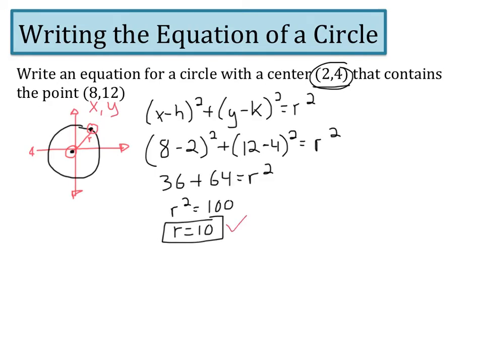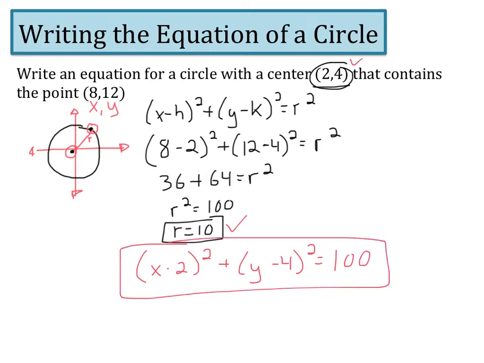So we have a radius now, and we have a center. Now we can write the equation. Our equation for this circle is going to be (x − 2)² + (y − 4)² = 10², which is 100. So that's how you write the equation of a circle if you're given a center and one of the points of the circle.